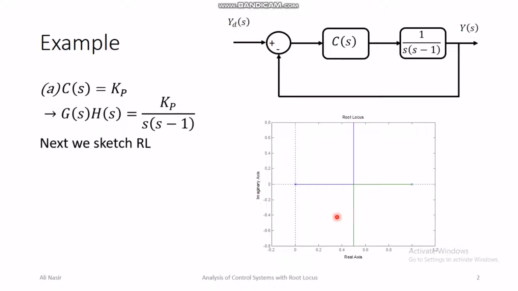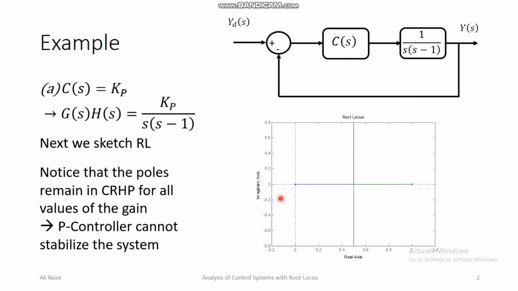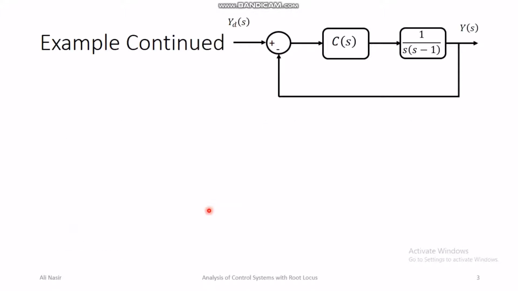Another thing to notice here is that the root locus shows that the proportional controller basically cannot stabilize this system. Whatever gain we choose, there is no value of the gain where both of the poles come into the open left half plane. None of the poles actually come into the open left half plane for any value of the gain. So here we can conclude that the P controller cannot stabilize this system. So we keep this system and let's try to plug in another controller.